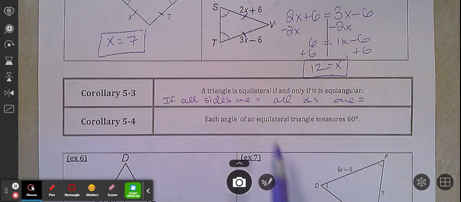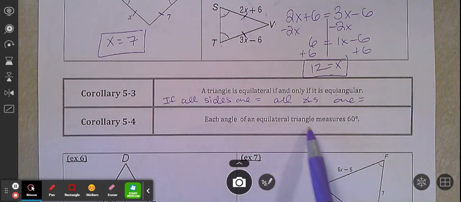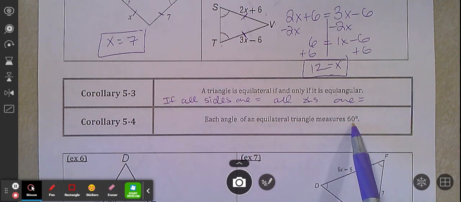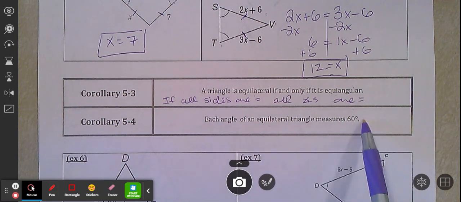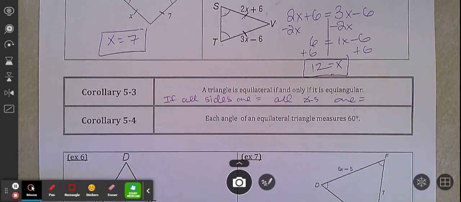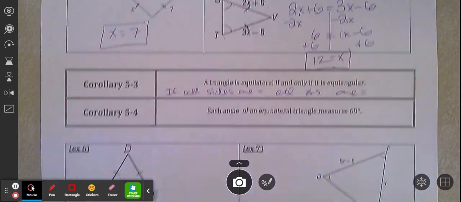And then if you have an equilateral equiangular triangle, all the angle measures are 60. Remember, because they have to add to 180, and if they're all the same, 180 divided by 3 is 60. So if you have an equilateral triangle, they're all 60. Okay, so we have a couple examples with these.